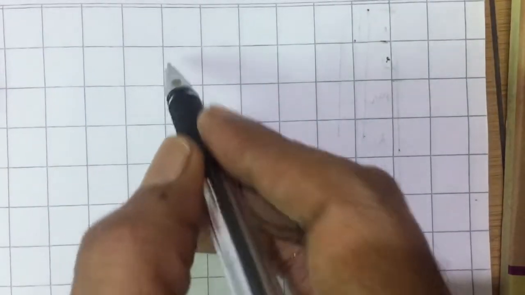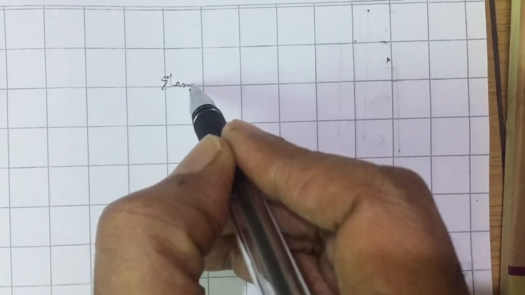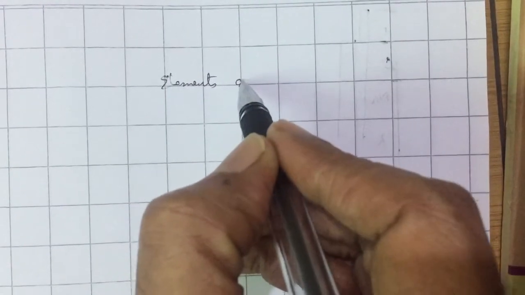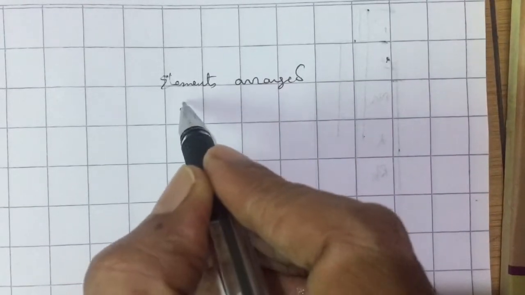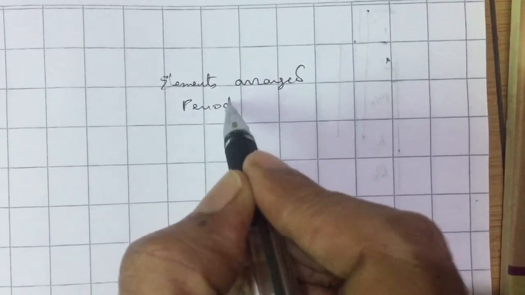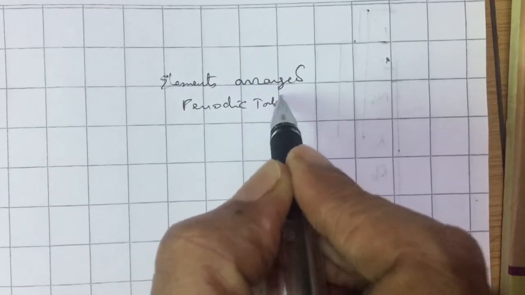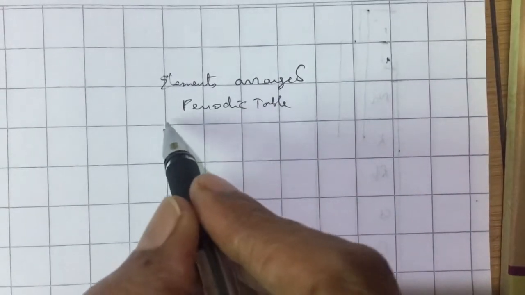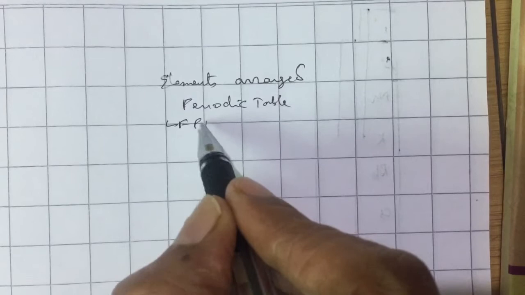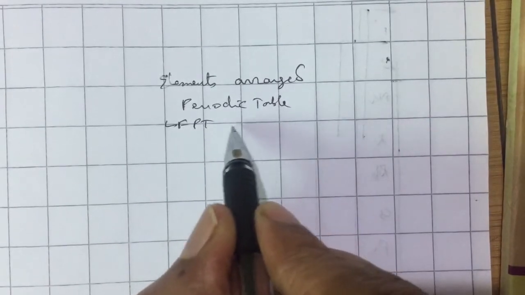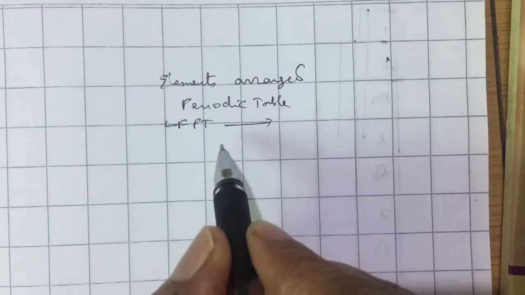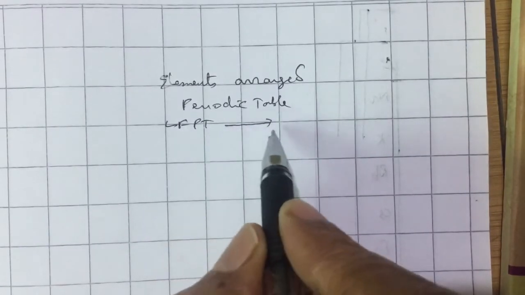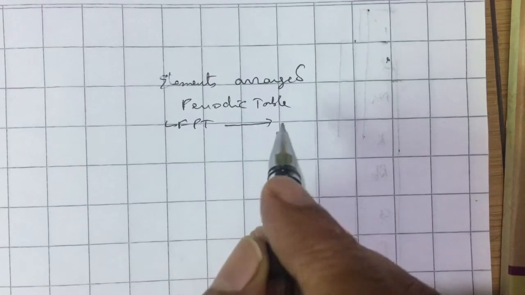To simplify the study of chemistry, elements are classified and arranged in a table called the periodic table. The modern periodic table, which is known as the long form of the periodic table, is based on atomic numbers. Here the elements are arranged in the increasing order of atomic numbers, and the story behind it we will be speaking about shortly.